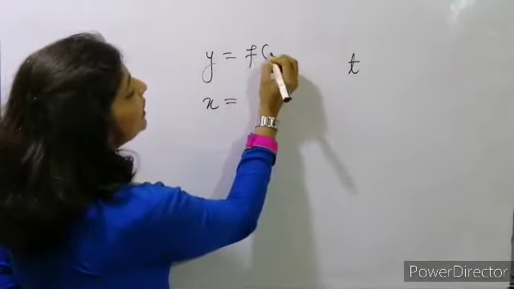dy by dx will be equal to dy by dt divided by dx by dt, or dy by dt multiplied by dt divided by dx. So this way we can find out the value of dy by dx when y and x both are differentiable functions of t, that is a parameter. Okay, t is a parameter. So let's start by doing some examples.